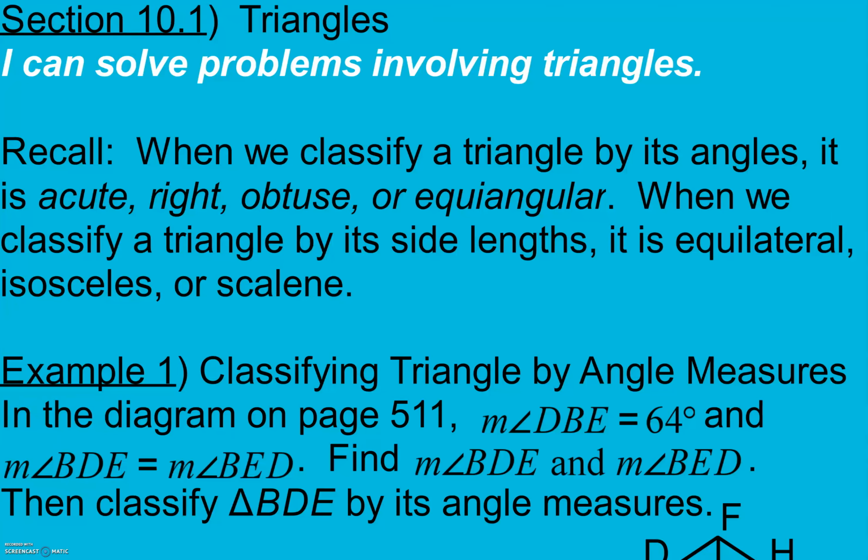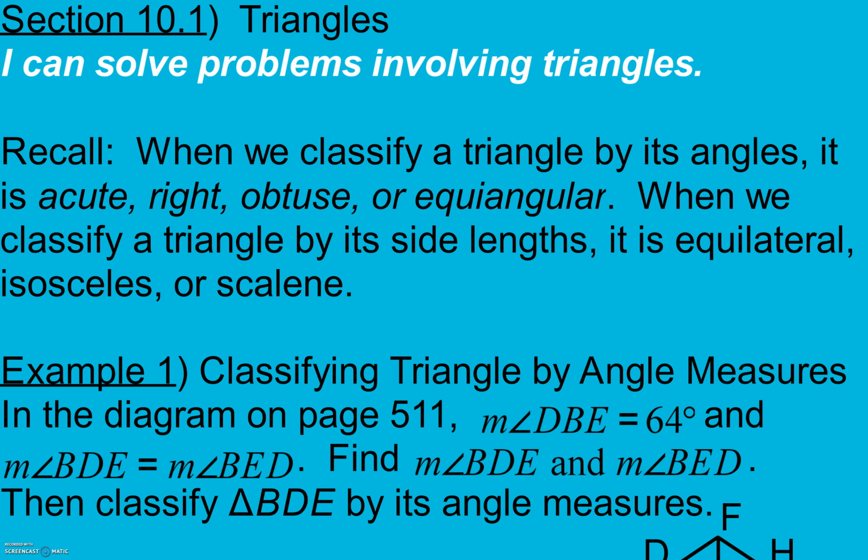Section 10.1 is triangles. I can solve problems involving triangles. Real quick recall here. When we classify a triangle by its angles, it's acute if they're all less than 90 degrees, right if one of them is 90 degrees, obtuse if one of them is greater than 90 degrees, and equiangular if all of our angles are the same.